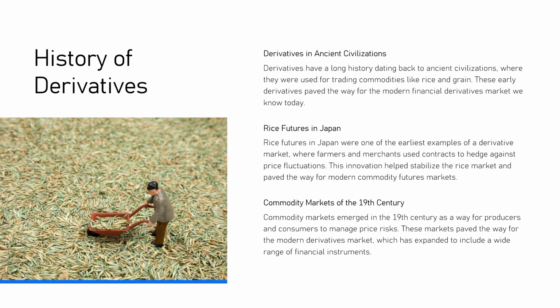Commodity markets of the 19th century. Commodity markets emerged in the 19th century as a way for producers and consumers to manage price risks. These markets paved the way for the modern derivatives market, which has expanded to include a wide range of financial instruments.